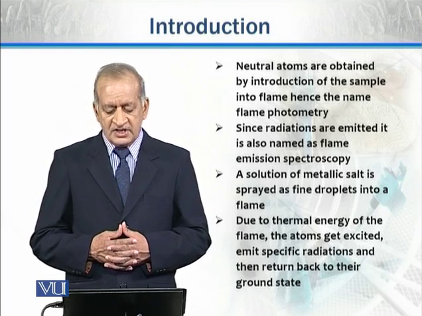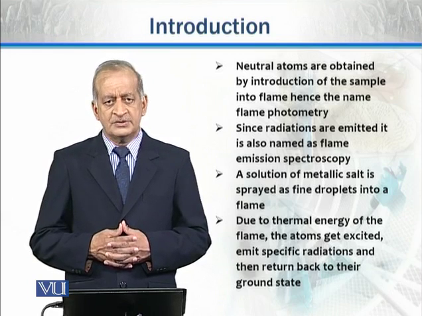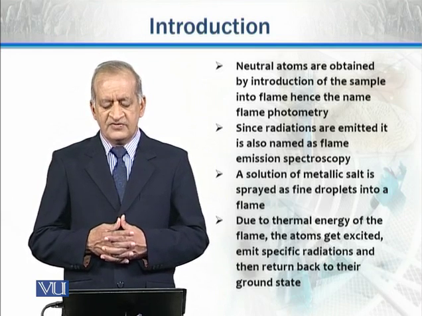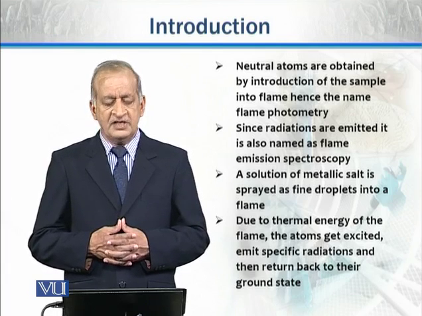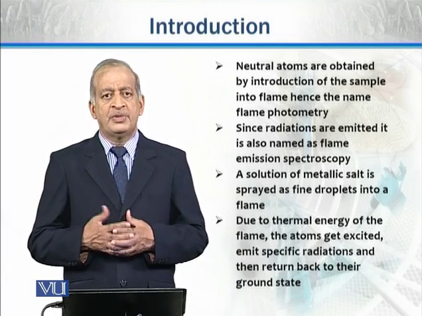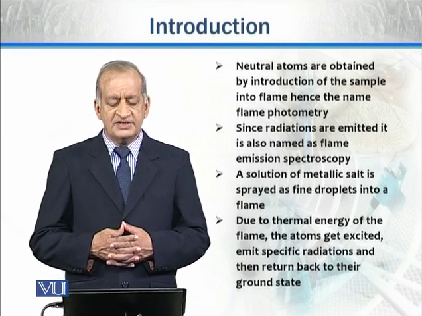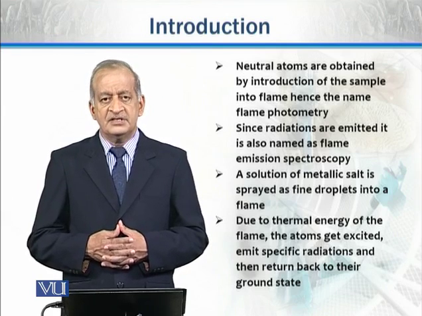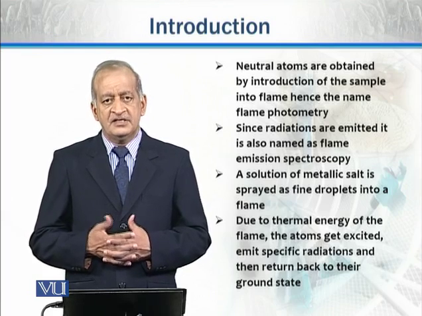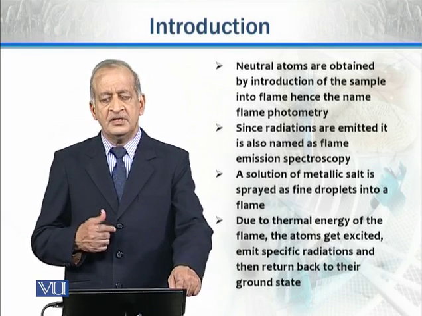A solution of metallic salt is sprayed as fine droplets into a flame. This metallic salt, sprayed in the form of a solution as fine droplets into the flame, is actually burned. Due to the thermal energy of the flame, what happens? The atoms get excited. When they are excited, they emit specific types of radiations, and then they return to their original state, or their ground state.